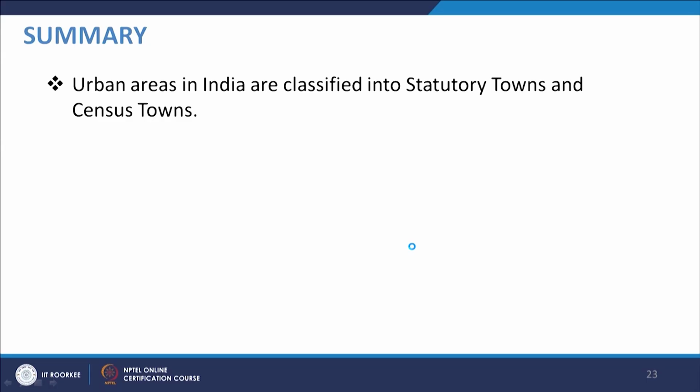So, let us summarize. We have initially described the definitions of statutory towns and census towns. We said that statutory towns are identified as per the state statutes like the Municipal Act. We will come to the details of those statutes and municipal acts in later lectures, but please know the difference in the terms. And census towns are towns which are eligible to be urban areas, but are not statutory towns like municipalities, municipal corporations or nagar panchayats.